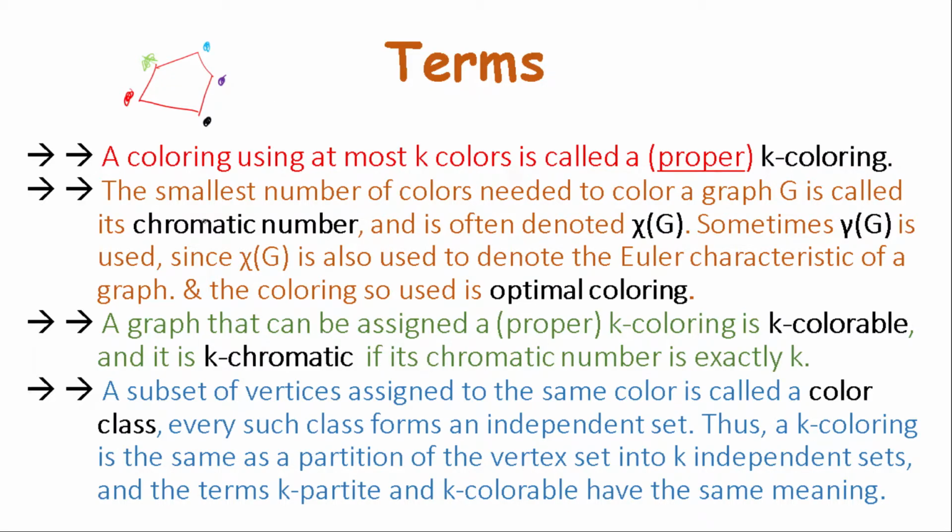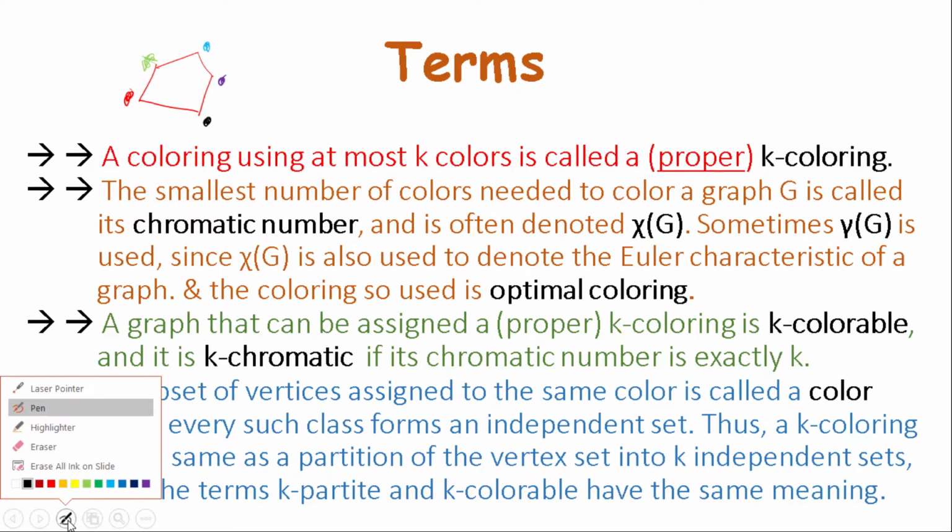Okay. And here's one thing. The smallest number of colors needed to color a graph G is called its chromatic number. The smallest number of colors that we need. What was our condition? That no two vertices which share a common edge should have the same color, right? So do we need 5 colors, or can we manage with fewer colors?